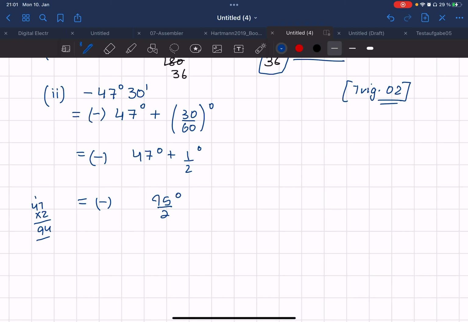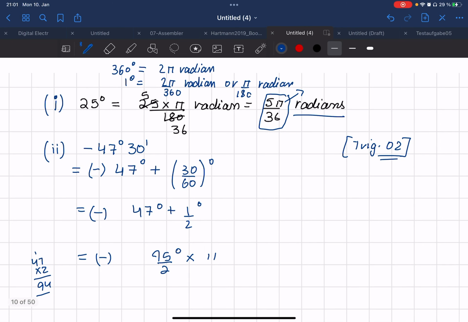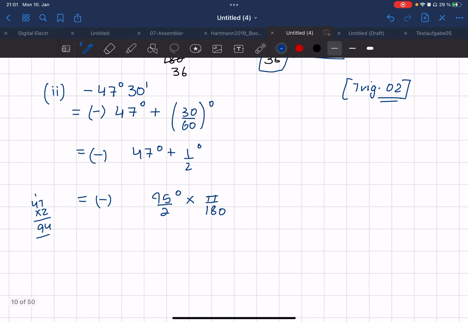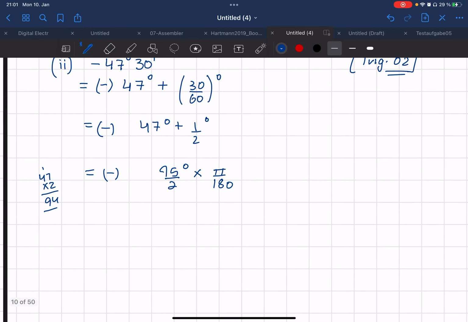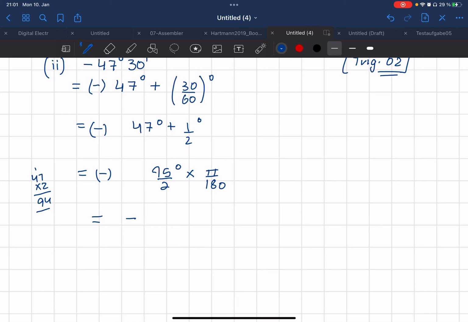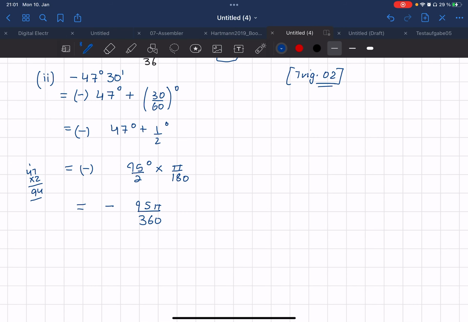So this is 95 by 2 degree. Now I multiply it by pi by 180 to convert it to radian. So that is your answer: minus 95 pi upon 360. You can cut it and everything if you want to. I have taught all of this in the Trig 02. If you watch Trig 02, you would know how to solve this.